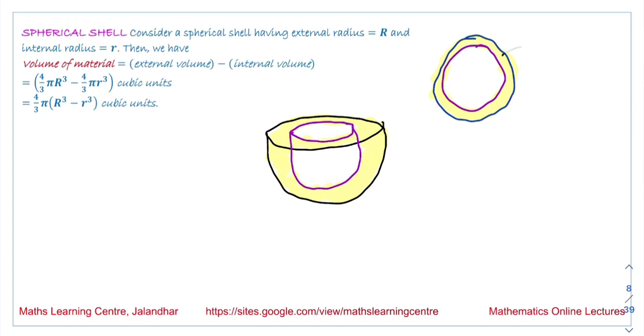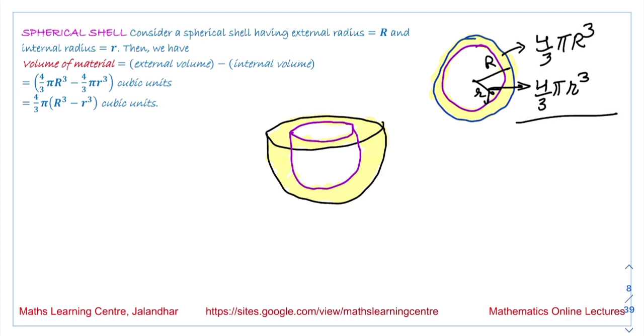So when we are talking about the volume of the hollow sphere, the volume of the outer portion is 4 by 3 pi R cube, where capital R is the outer radius and small r is the inner radius. The volume of the inner portion is 4 by 3 pi small r cube. So the volume of this portion is 4 by 3 pi times capital R cube minus small r cube. This is the volume of the material used.